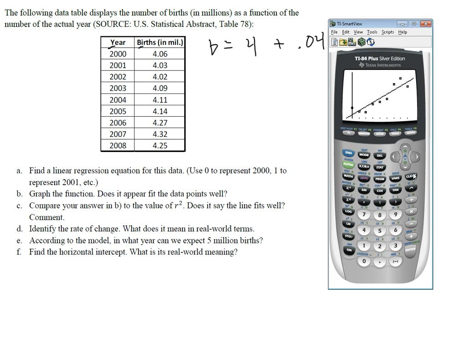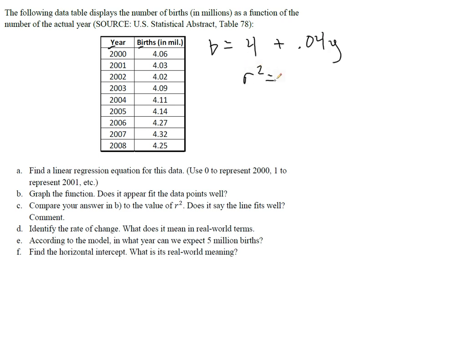Compare your answer in B to the value of r squared. Does it say the line fits well? Comment. Well, r squared is equal to about 0.81, which is not bad. That's about an 81% quality fit, so to speak. And we want to identify the rate of change as well, so that's 0.04. If you want to put it over 1, that might help.